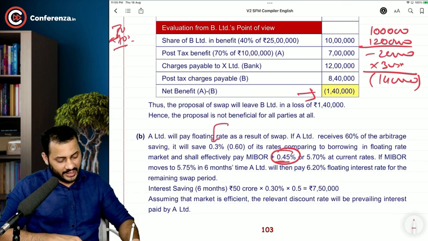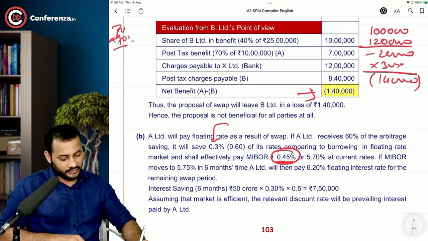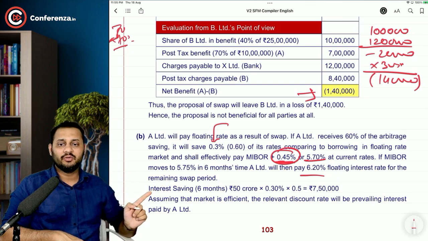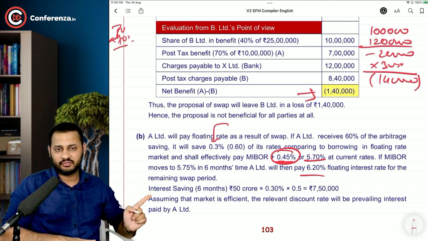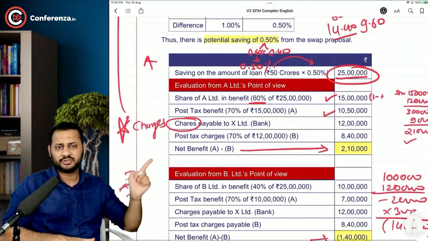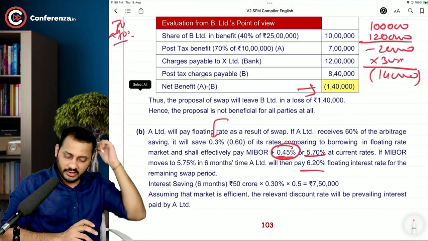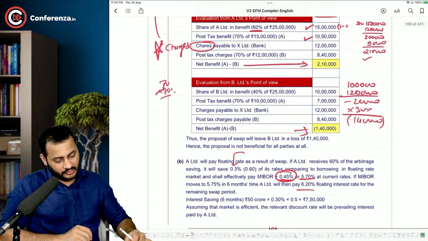So we are going to add 0.45 in the MIBOR. So it will be 5.70 for the first 6 months, and then 6.20 for the rest of the period. After that, they again calculated interest savings of 750,000. Instead of all this calculation, they should straight away take 15 lakh and divide by 2. And then the rest of the calculations have been explained.